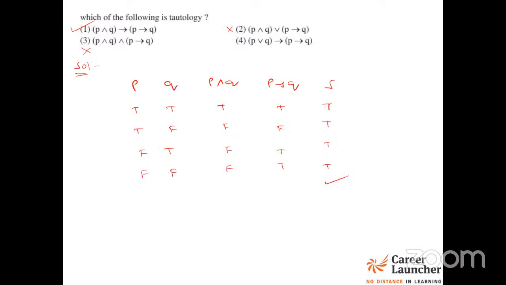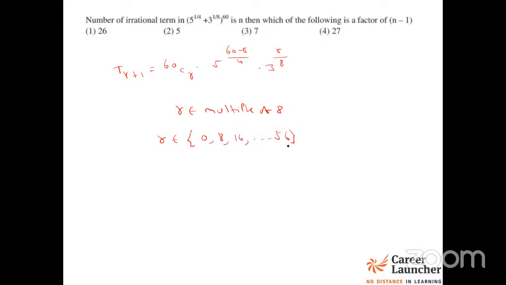This is the question. All of you could have done this in an easy way. Next, the number of irrational terms. What will be the general term if you observe? T R plus 1 will become 60 C R into 5 power (60 minus R) upon 4 times 3 power R upon 8. By observing this, what can we say? R by 8 and R by 4 should be whole numbers. So R belongs to multiples of 8. What can be the possible values of R? It can be 0, 8, 16, till the maximum value, which will be 56.